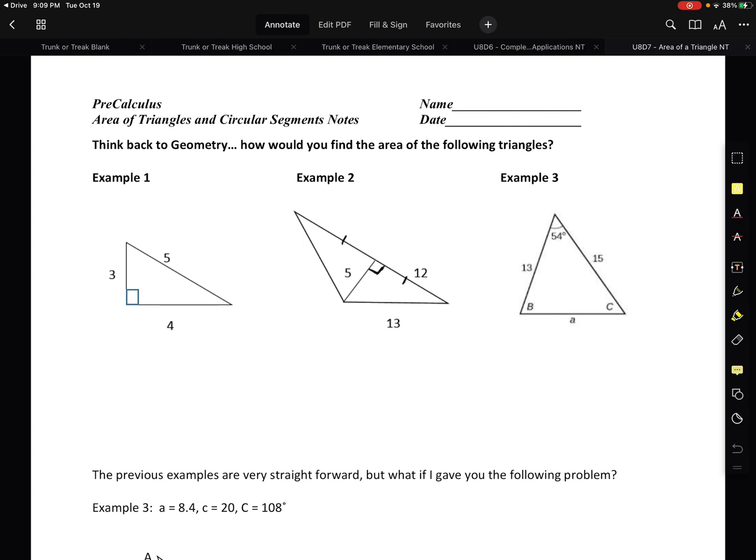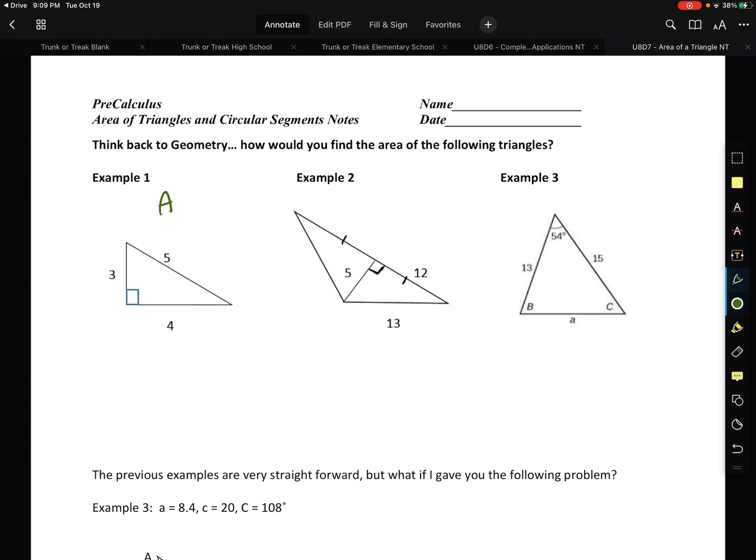All right, here we go. So the other day we took our exam on law of sines, cosines, word problems, SOHCAHTOA. Today we expand on that a little bit. All right, so think back to geometry. How would you find the area of the following?